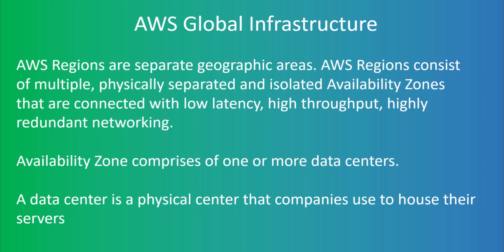According to AWS, regions are separated geographical areas. AWS regions consist of multiple physically separated and isolated availability zones that are connected with low latency, high throughput, highly redundant networking. So what is an availability zone?